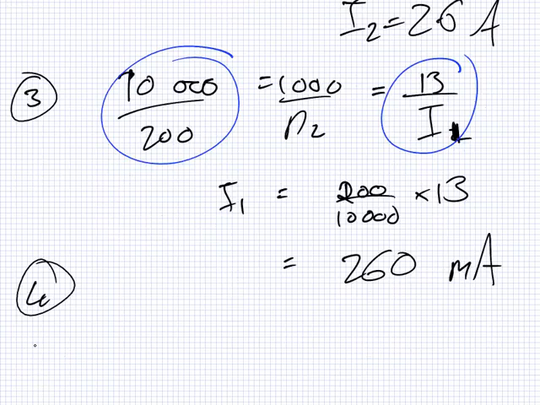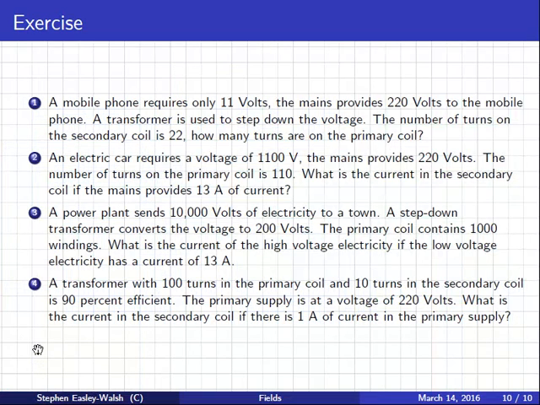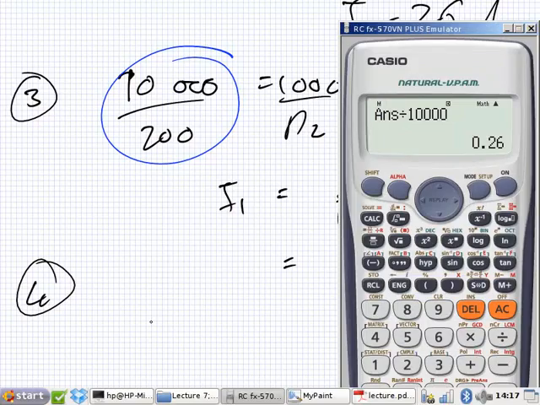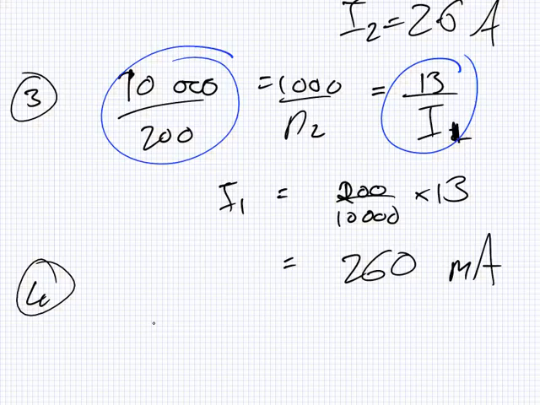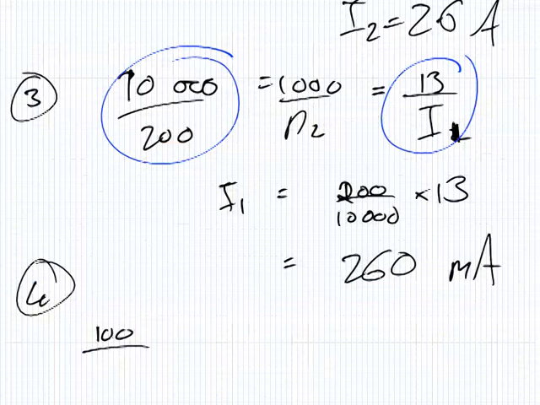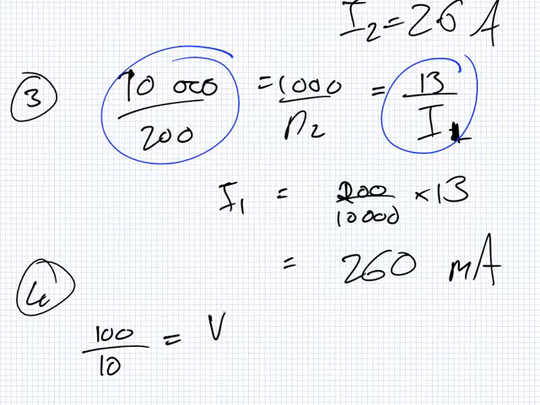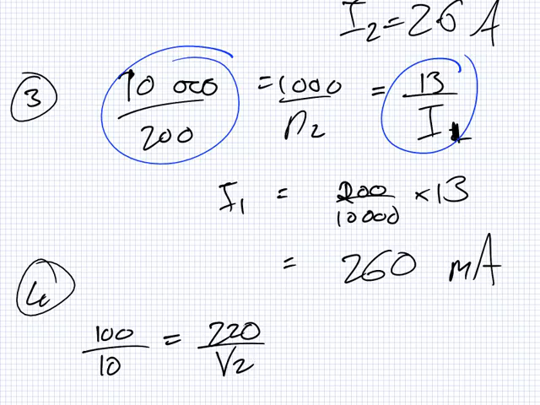Four. A transformer with 100 turns in the primary and 10 turns in the secondary is 90% efficient. The primary supply is 220. So that's V1 over V2. Yeah? Now I can get the V2. What's that? 22 volts.